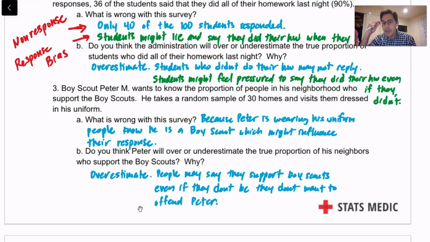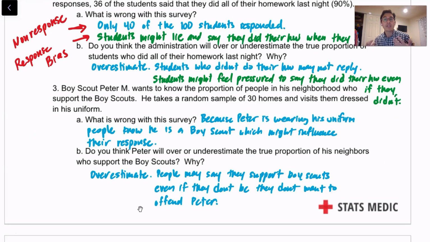All right, so do we think Peter's going to get an overestimate or an underestimate of the true proportion of his neighbors who support the Boy Scouts? Well, just like the other scenarios, this is probably going to lead to an overestimate, right? When people see him in his uniform, they're most likely going to say that they support the Boy Scouts, even if they don't really, and the reason for that is they don't want to offend him. Remember, he's just a kid, right?